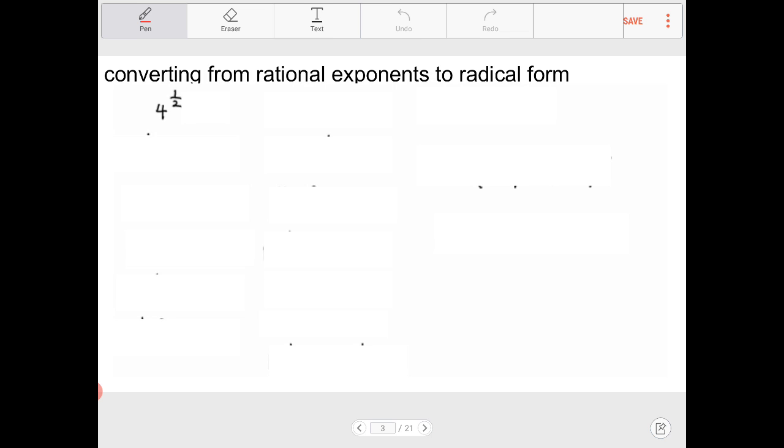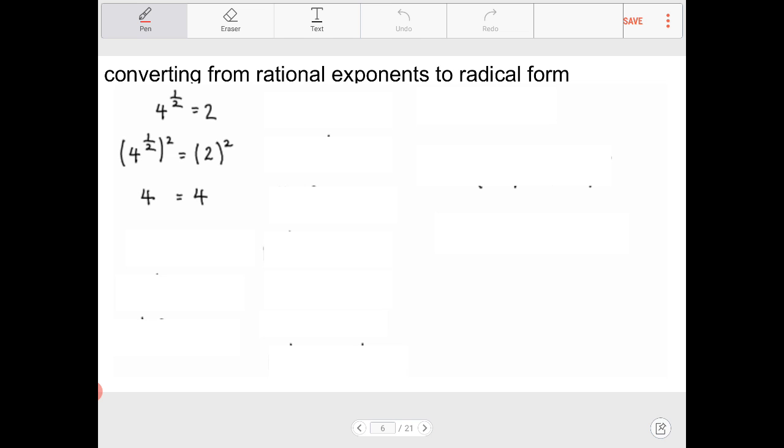Take this for example. I have 4 to the 1/2. What exactly is this? Well, 4 to the 1/2 is actually equal to 2. Now, how do I know that? Well, if I take this and I square both sides, now that we understand the power rule for exponents, look what happens to the left-hand side. 4 to the 1/2 squared becomes 4 to the first, and the right-hand side becomes 2 to the second.